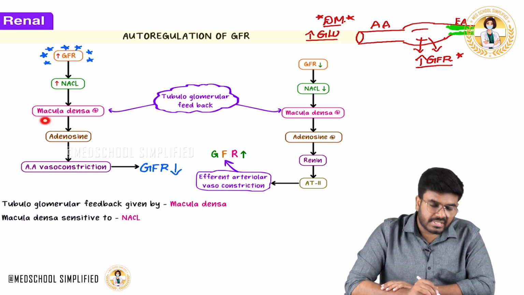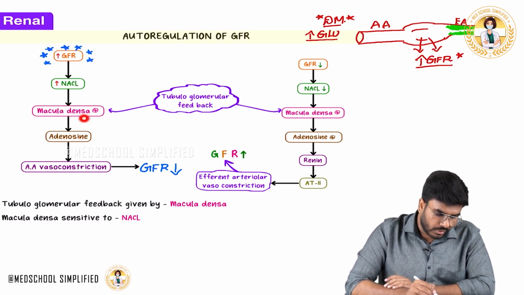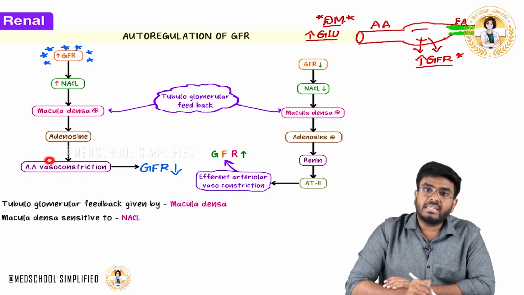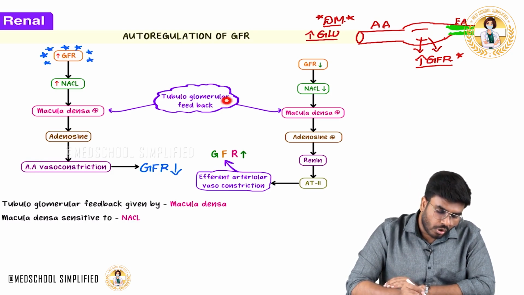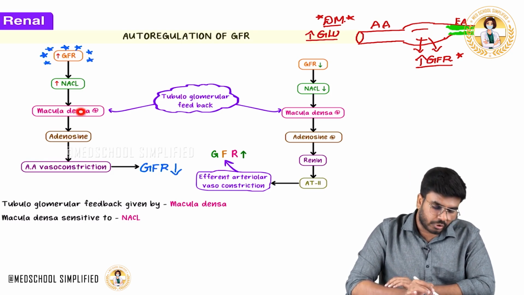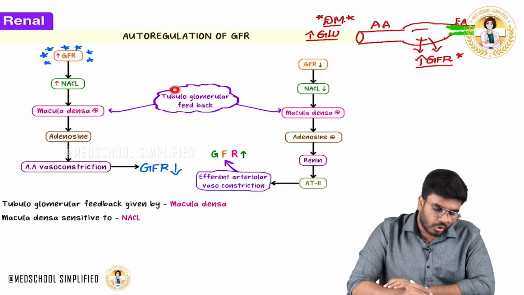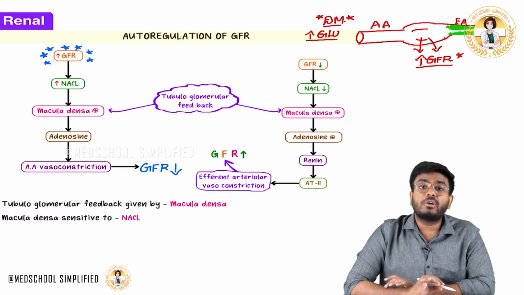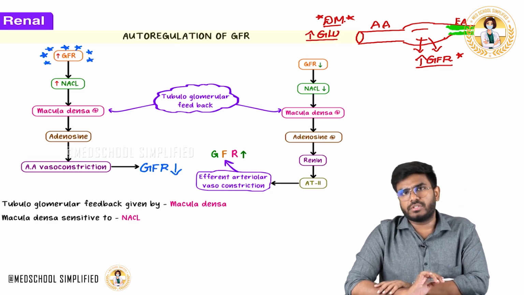So, macula densa is present where? On the tubule, on the distal convoluted tubule. So, now the tubule is speaking, it is communicating with the glomerulus. So, this is called tubuloglomerular feedback. The tubule is giving feedback to the glomerulus to decrease the GFR. So tubuloglomerular feedback is given by macula densa, which is present on the distal convoluted tubule.